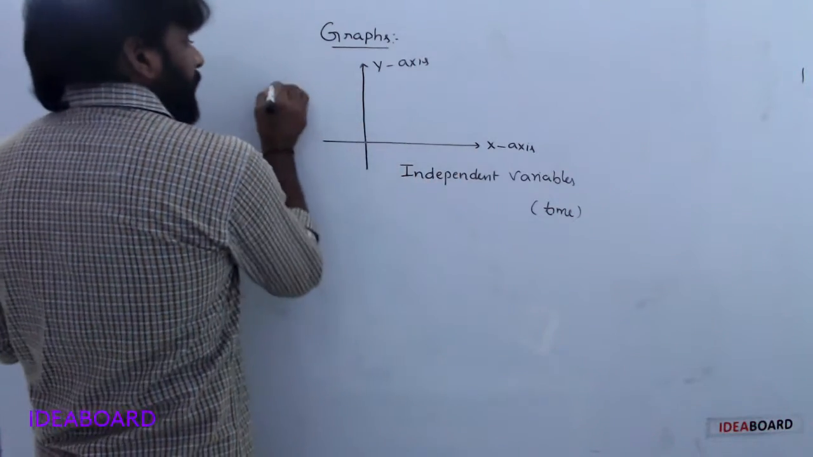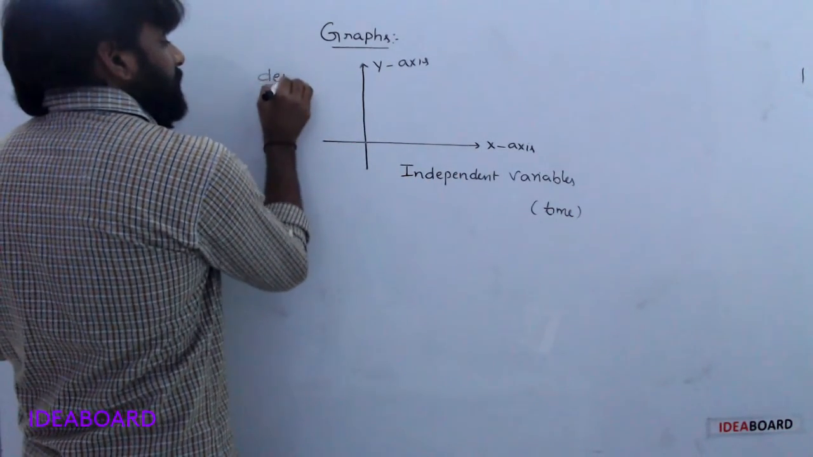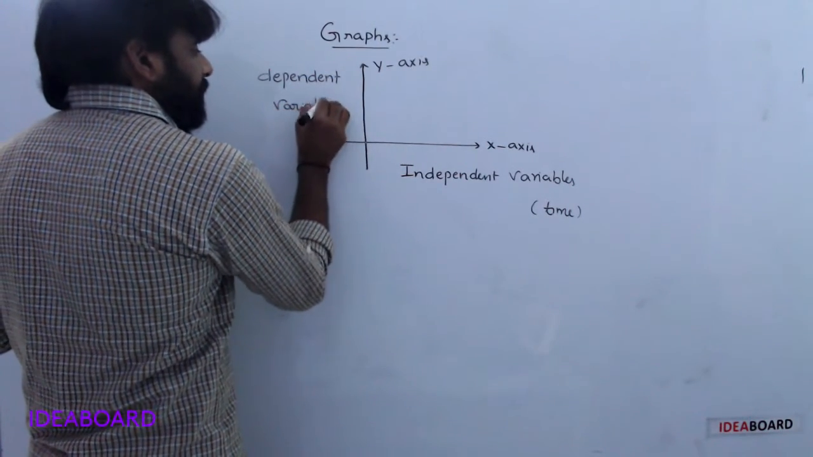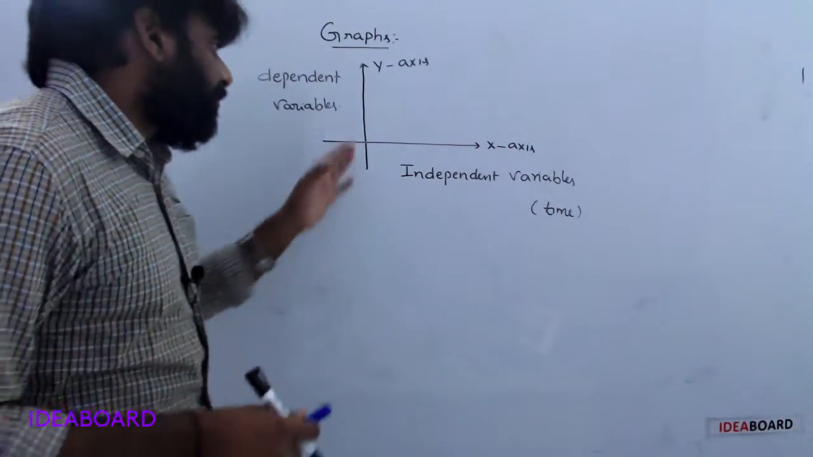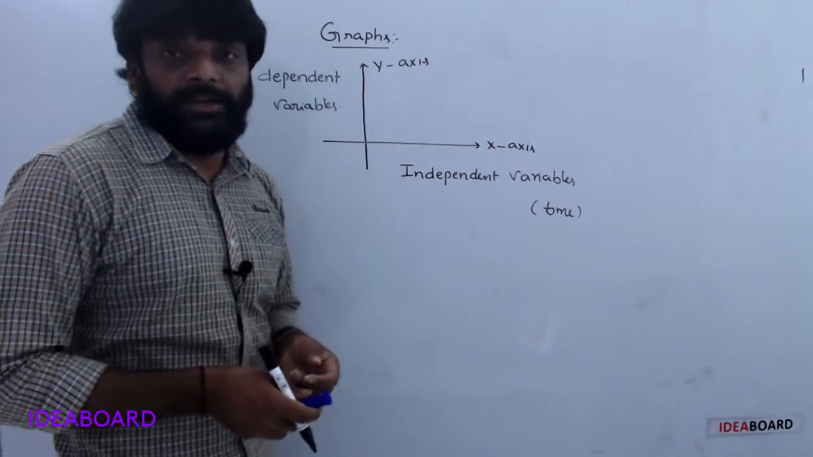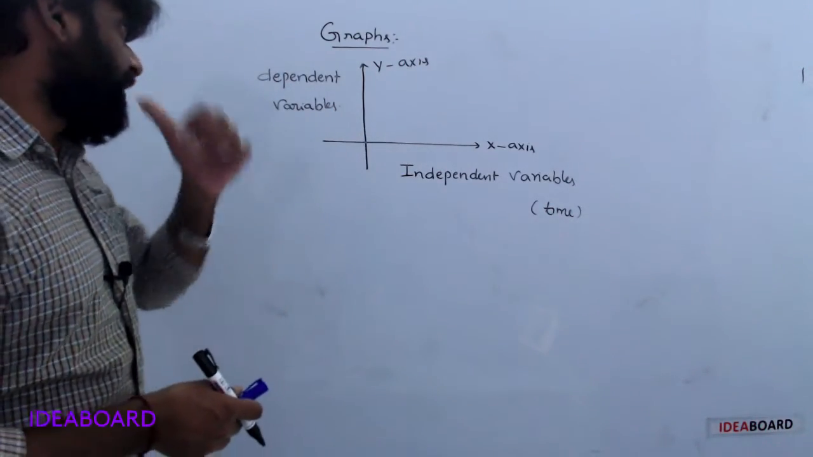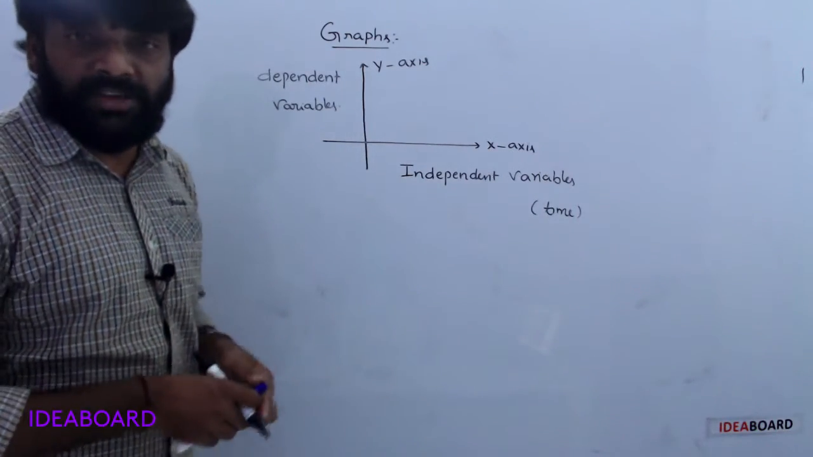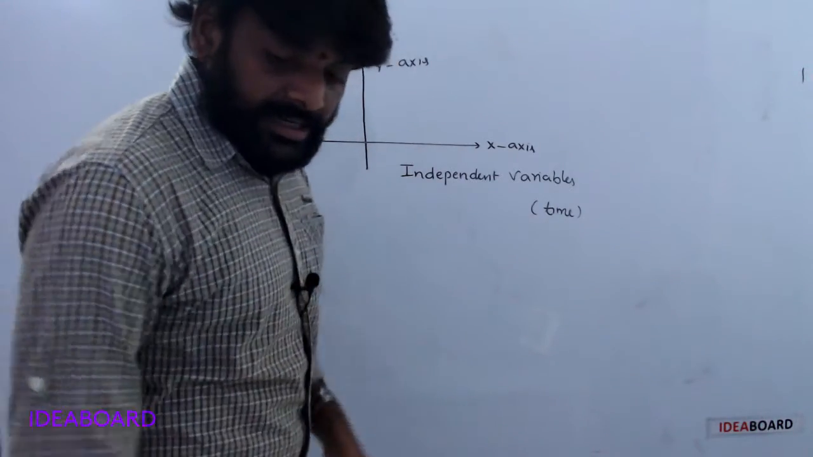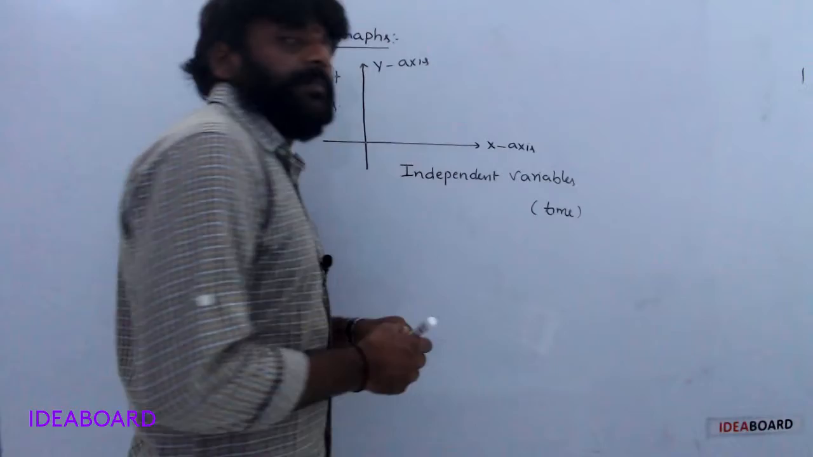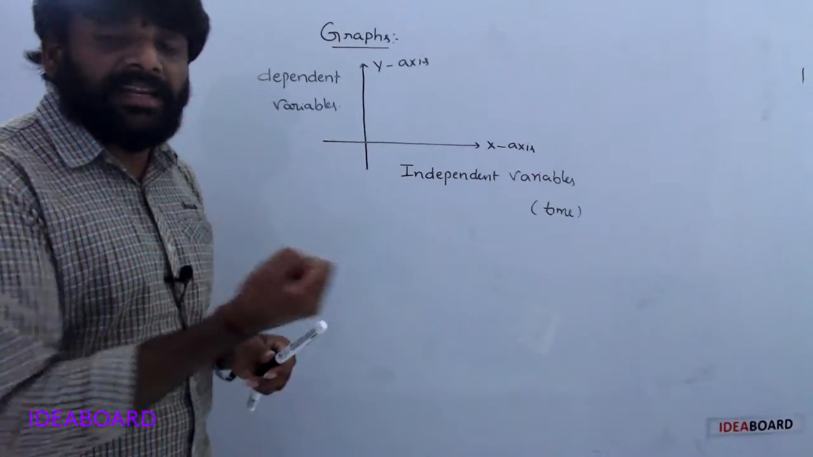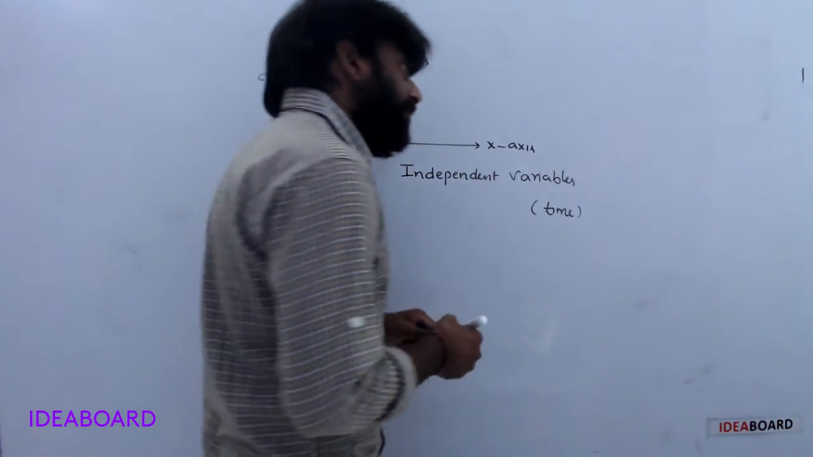Usually on the y-axis we take dependent variables. Usually we take independent variables on the x-axis and dependent variables on the y-axis. So the graphical method is very useful to understand the motion of the particle. Mainly area or slope, or both, are very useful to understand the nature of the motion.